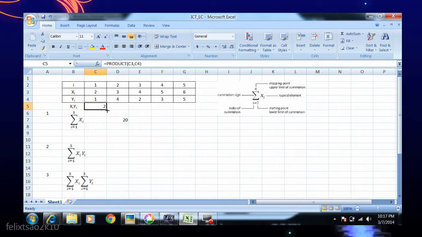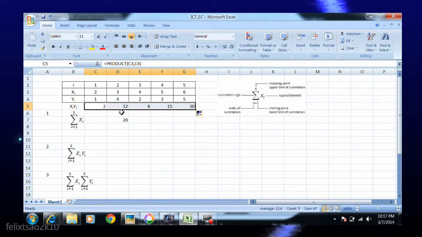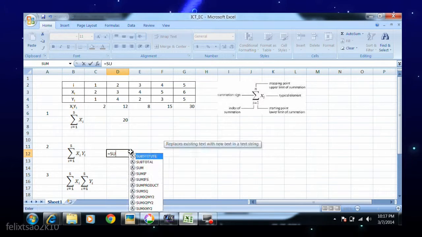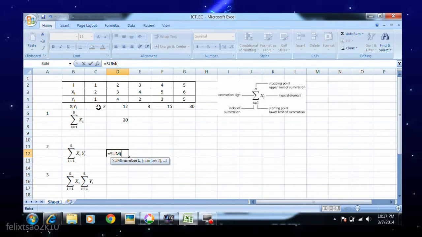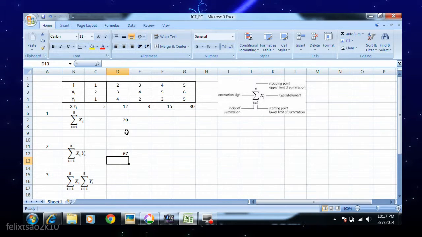And we're just going to be dragging this box just so that it will be the same for the other values. And we're basically going to get the sum of those values. So sum, and then highlight these values and press enter. So 67 is our answer for number 2.